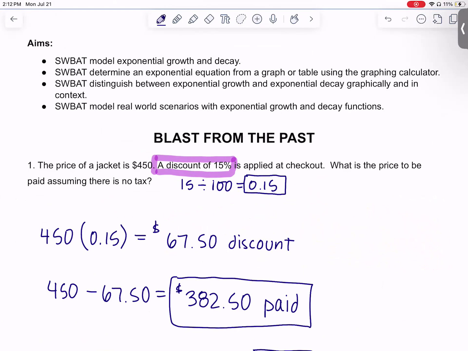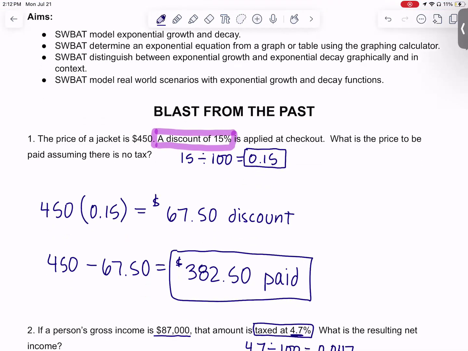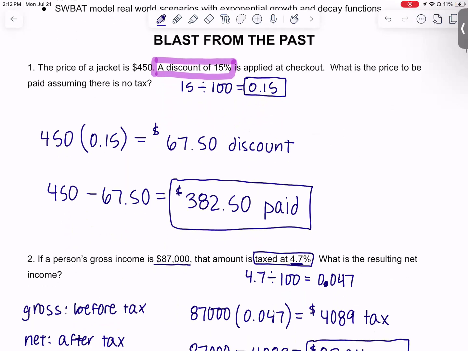So we can multiply 450 by 0.15 to find out the discount amount, $67.50. You can just type that right into Desmos. That's not what the question's asking for, though. The question's asking what is the price to be paid. So we take the original amount and subtract the discount, $382.50.